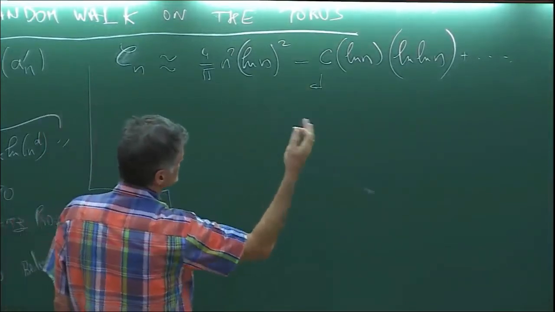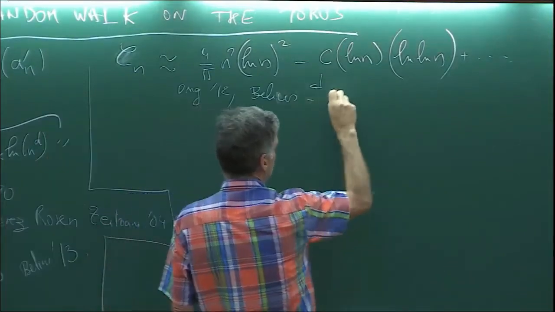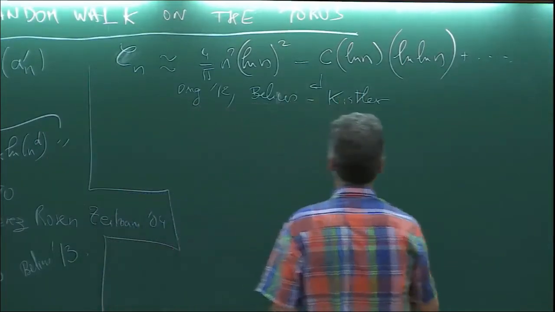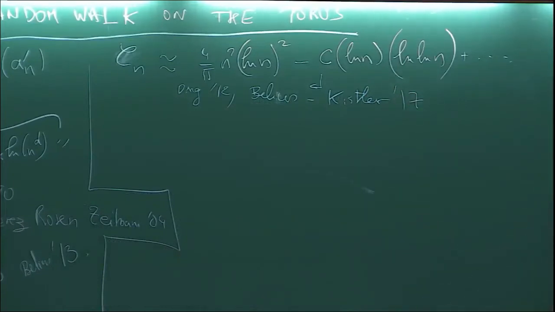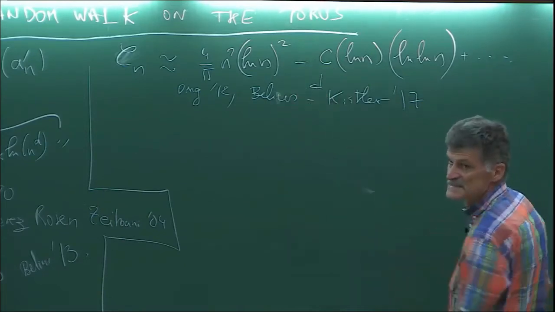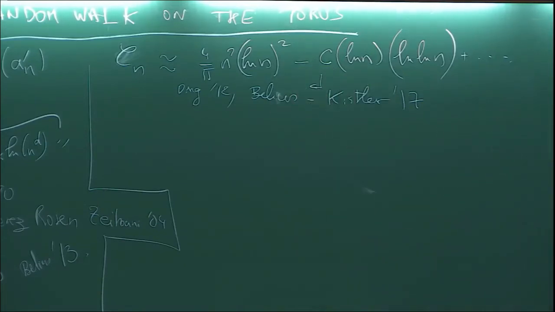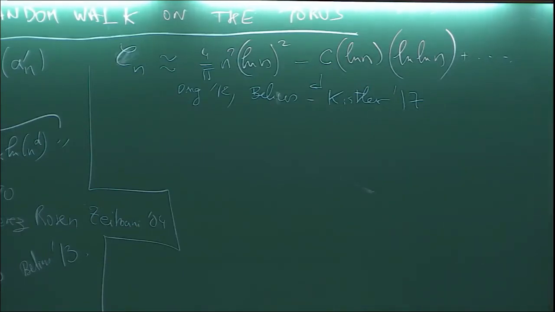found, okay, there were different constants from upper bound to lower bound in a paper by Jian Ding in 2012. And recently you have a nice paper by Belius and Kistler, published this year, which determines the true value of the constant C. It gives you the second order asymptotics of the cover time. But it gives it not in the discrete case, in the continuous case.